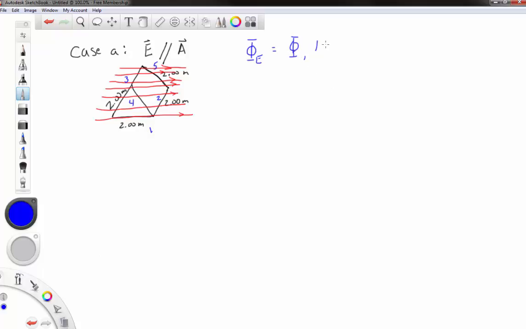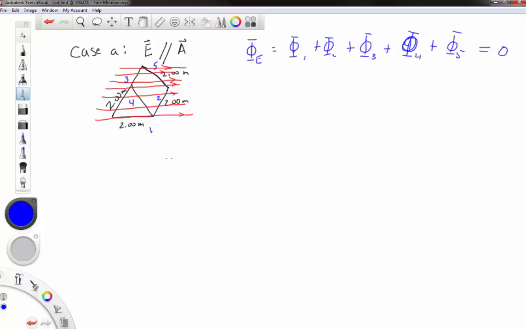So it's going to be phi 1 plus phi 2 plus phi 3 plus phi 4 plus phi 5. Now, from Gauss's law, we should be able to tell immediately that the total flux is 0. So I'm going to write that in over here, but we can actually kind of show that that's true by calculating this piecemeal and then adding the 5 pieces together.